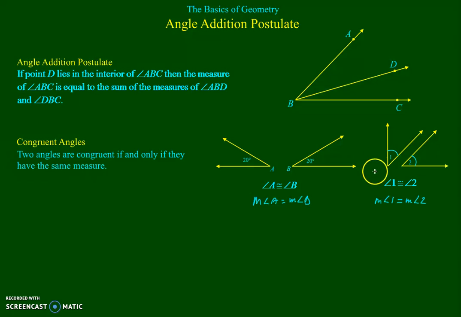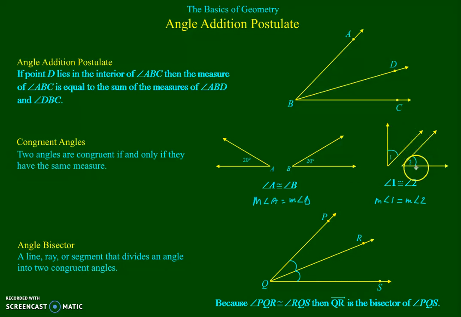And this leads us to the idea of angle bisectors. So in this picture, very similar to this, we have two angles here that have these congruence marks. That tells us that angle PQR is congruent to angle RQS. And if these two angles are congruent, that makes ray QR a bisector of angle PQS.